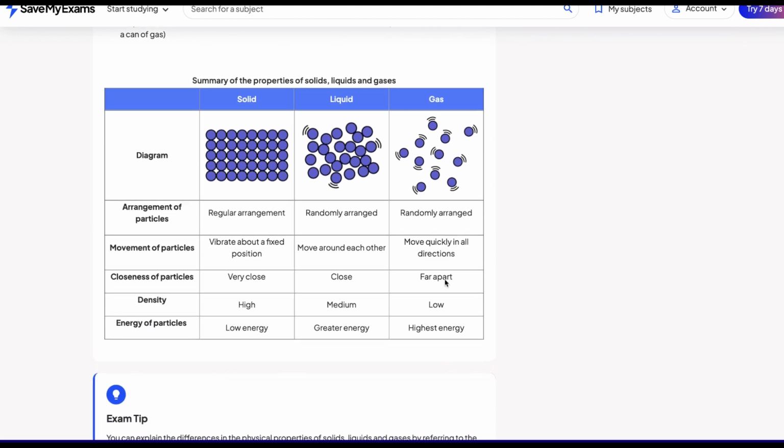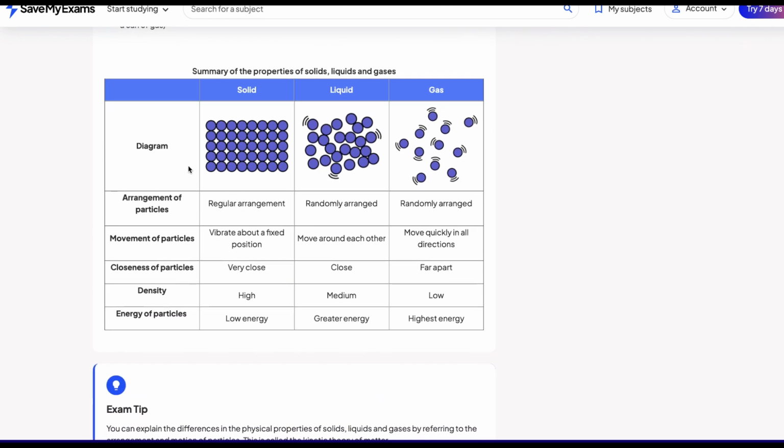Okay, now let's take a look at them diagrammatically. Here you can see the arrangement. This is solid, the arrangement of particles of solid. They're in a regular pattern. Okay, they have a regular arrangement, and they don't move. The particles only vibrate about their fixed position. So in terms of movement, they vibrate about their fixed position. That's what you explain in terms of their movement.